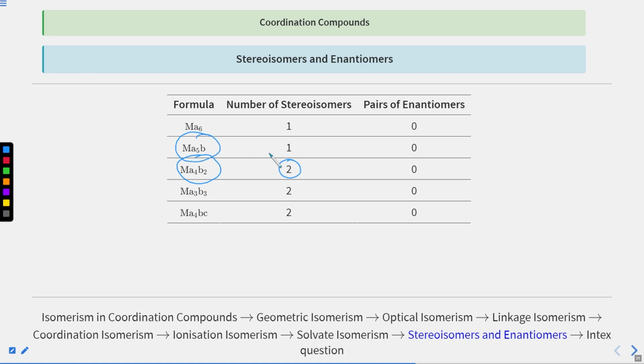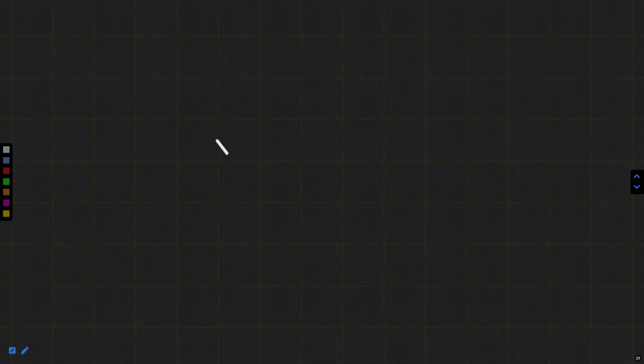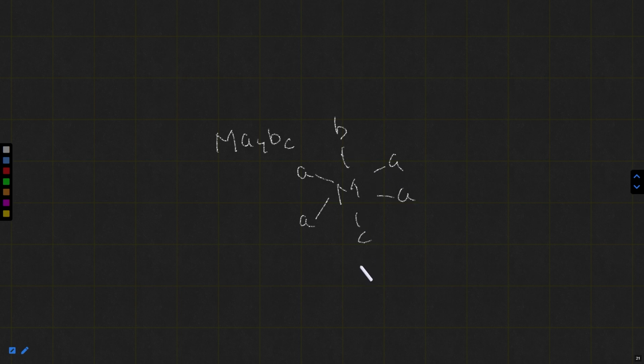Now, in case of MA5B, only one is possible. You cannot have any other type of structure. Similarly, for MA6, one. MA3B3, again, two are possible. And MA4BC, two are possible. So if I ask you to draw the cis and trans of this MA4BC, how will you do it? We have this kind of structure MA4BC. We can have one such structure: A's are here, B and C. In this case, both B and C are on opposite sides, right? So this will be termed as trans.